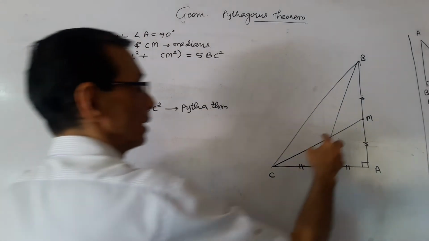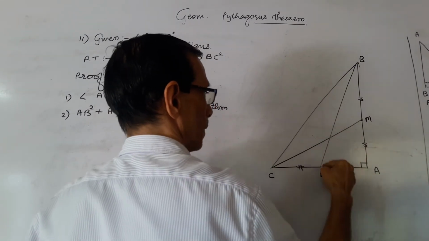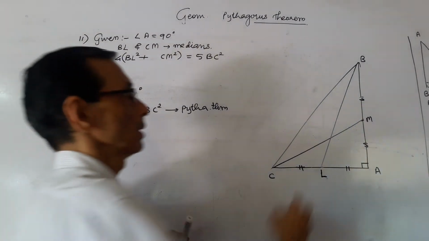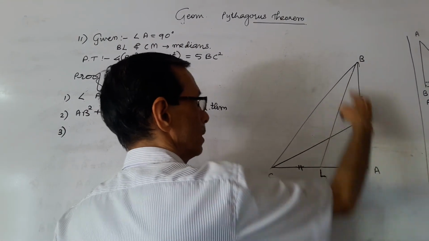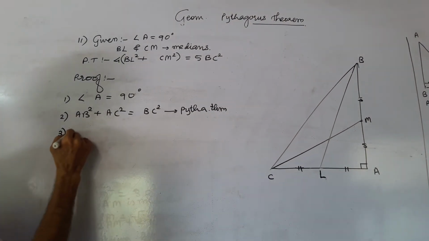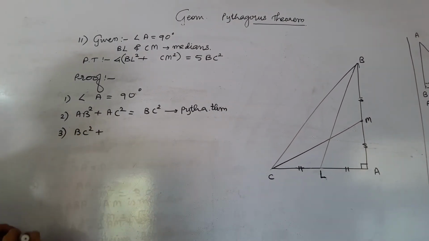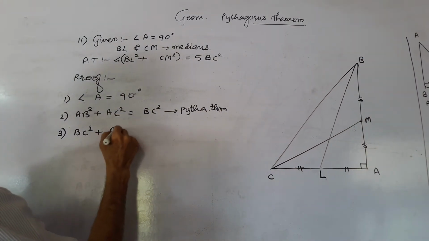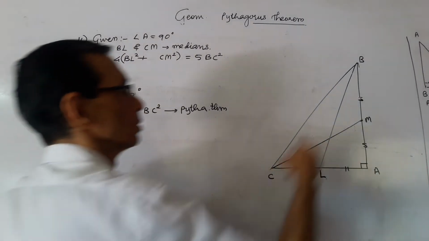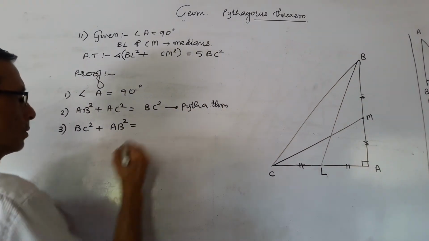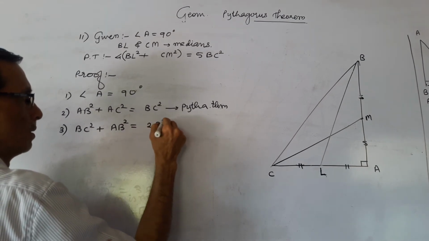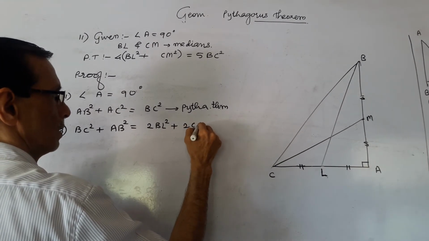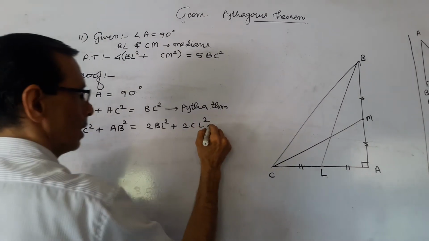At the same time, we know that BL is a median. So we can apply Apollonius theorem also. So let's apply Apollonius theorem to triangle ABC. According to Apollonius theorem, we know that BC square plus AB square is equal to 2BL square plus 2CL square. Apollonius theorem.